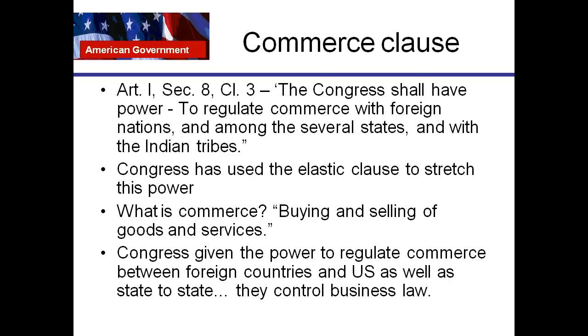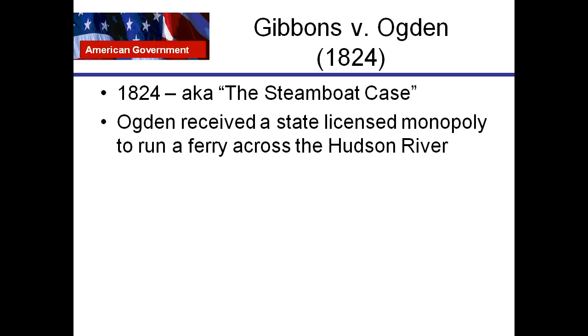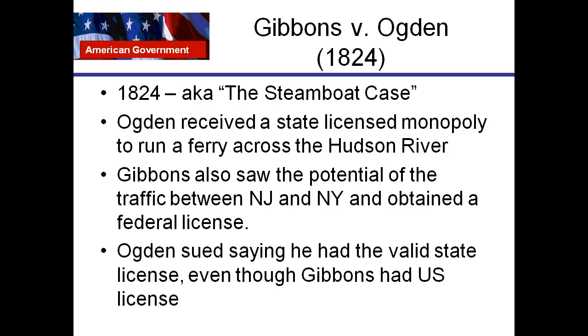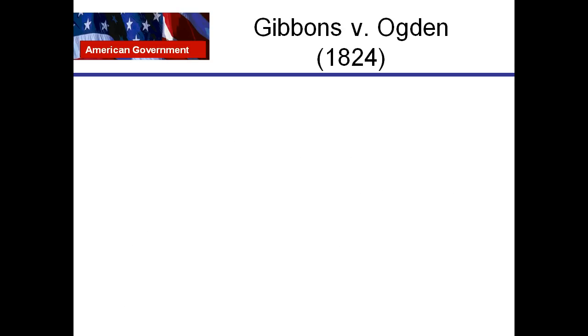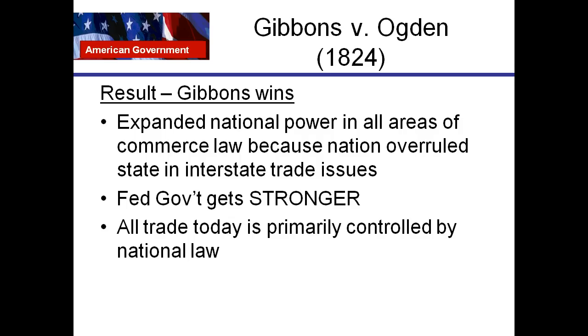Now, a big case regarding the Commerce Clause was Gibbons versus Ogden in 1824. This is also called the Steamboat Case. Ogden received a state license monopoly to run a ferry across the Hudson. Gibbons also saw the potential of the traffic between New Jersey and New York and obtained a federal license. Ogden sued, saying that he had a valid state license even though Gibbons had the U.S. license. The result of this case is Gibbons won. This expanded national power in all areas of commerce law because the nation overruled state in interstate trade issues. So the federal government got stronger, and all trade today is primarily controlled by national law. So commerce is therefore really, when broadly defined, like in Gibbons, covers almost any type of commercial activity.